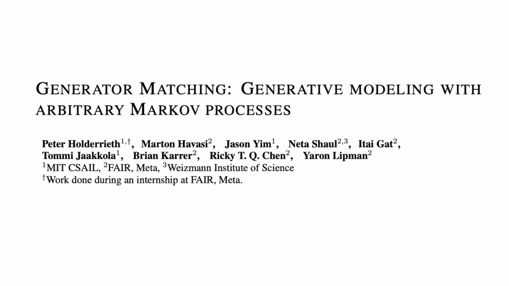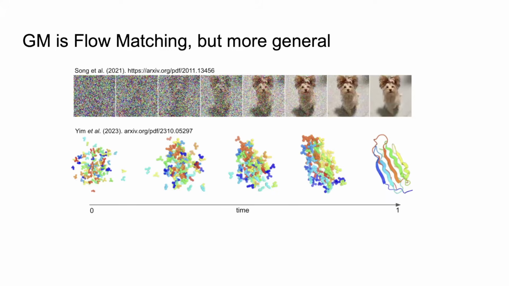The framework we're working in is called generator matching. This is an extremely high value paper. If you haven't internalized it, it's a really good one to get on top of, because it lets you do so many things. The basic idea is that generator matching is just flow matching, but more general. And the construction is probably what you're all familiar with.